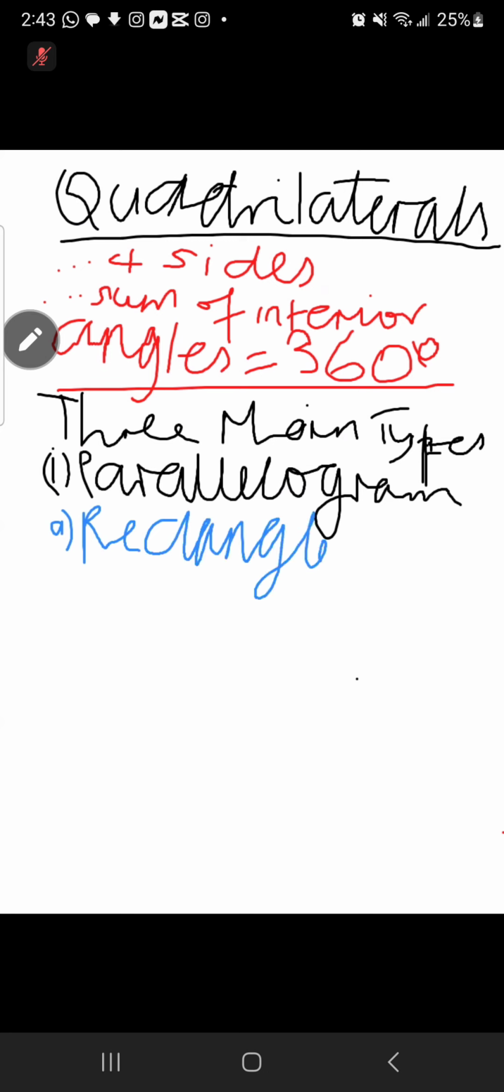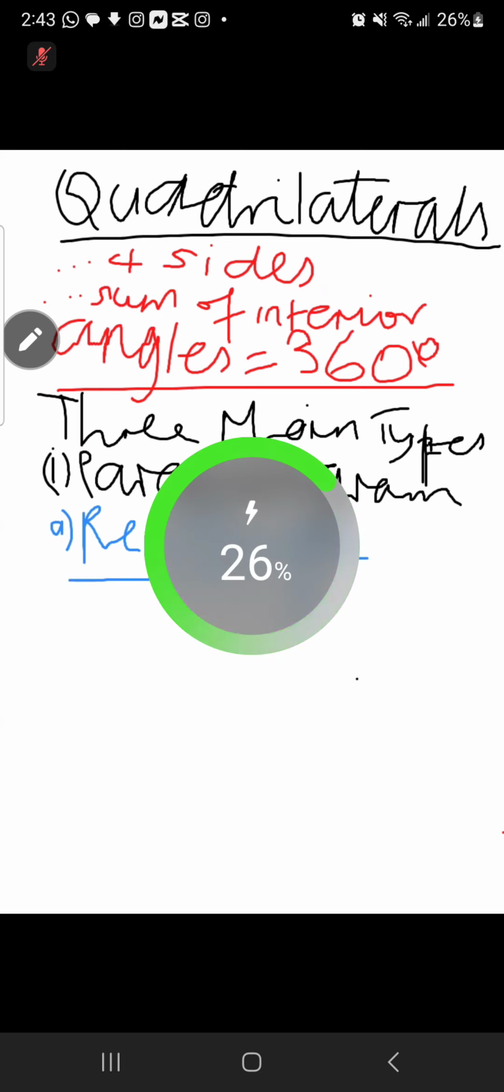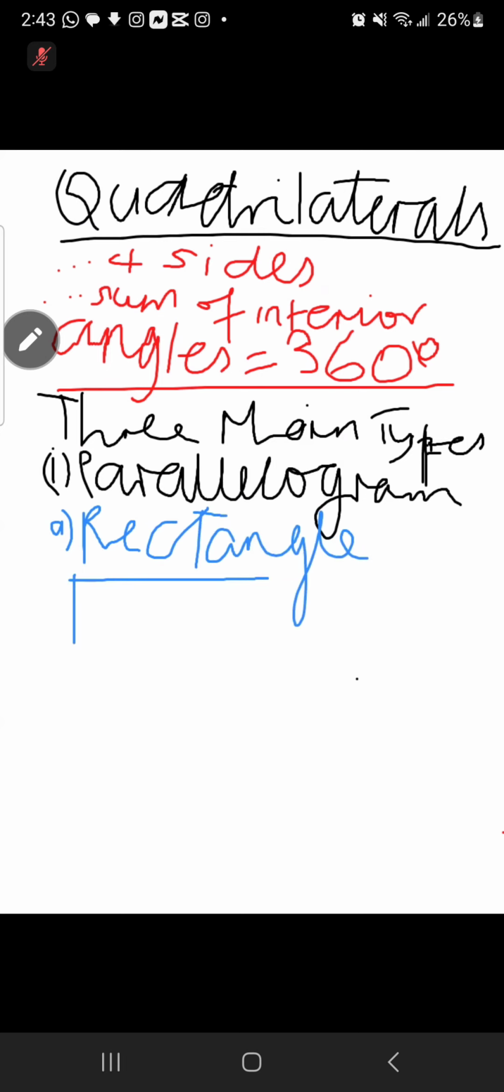Rectangle. And as I say, we see rectangles almost everywhere. But there are some other things about a rectangle you need to know. Sketch a rectangle for me quickly. Just use a straight edge.